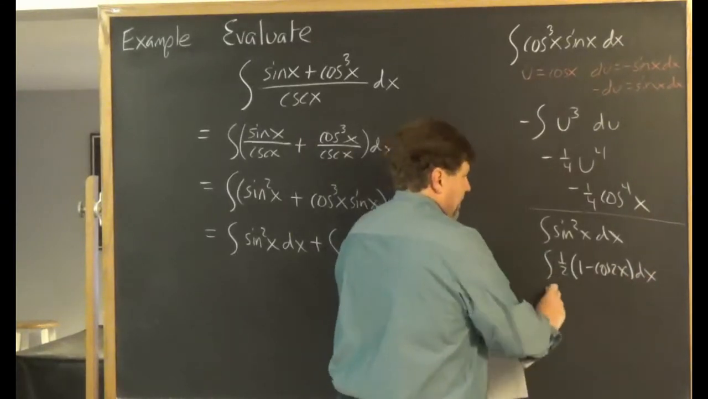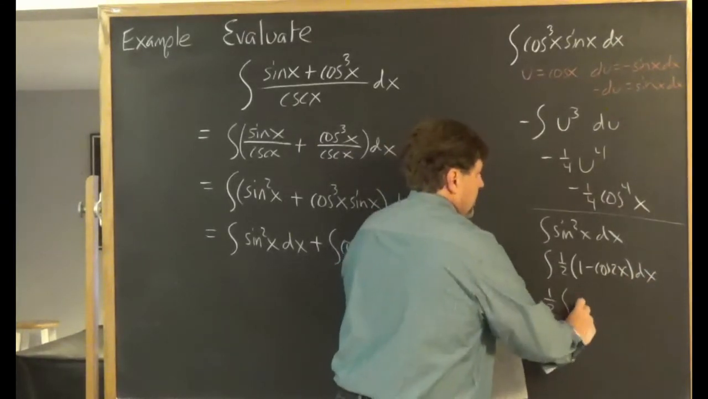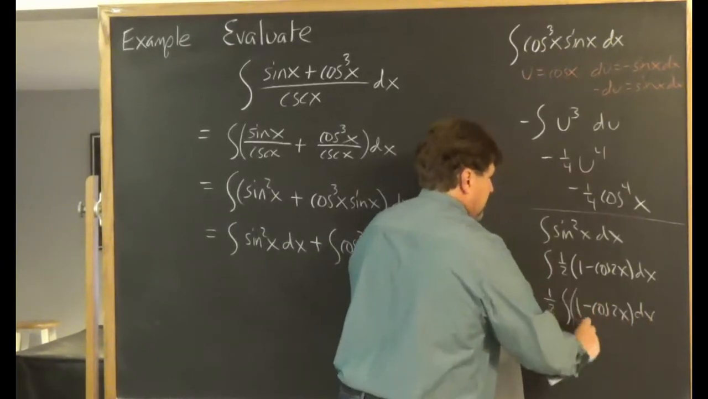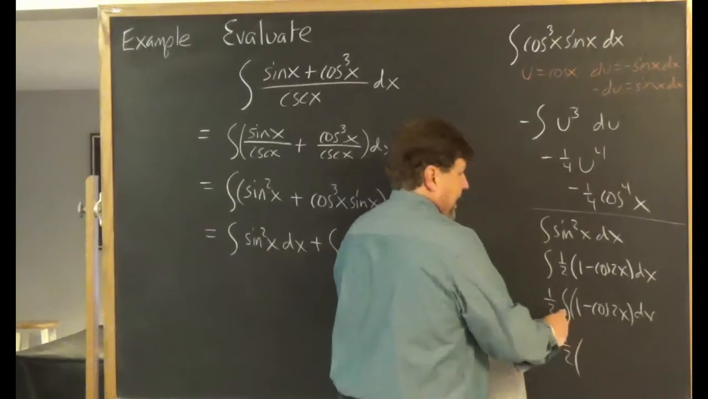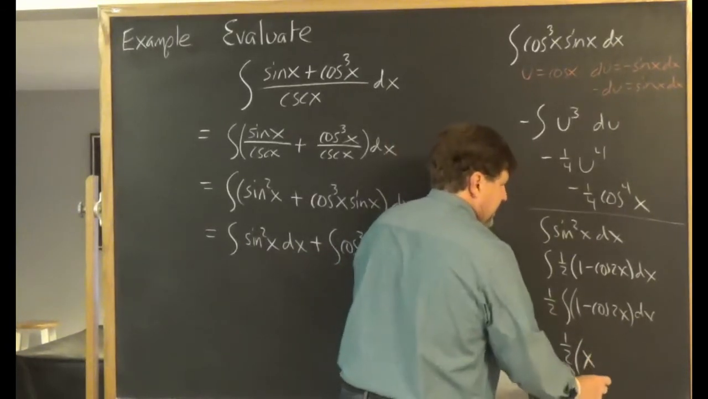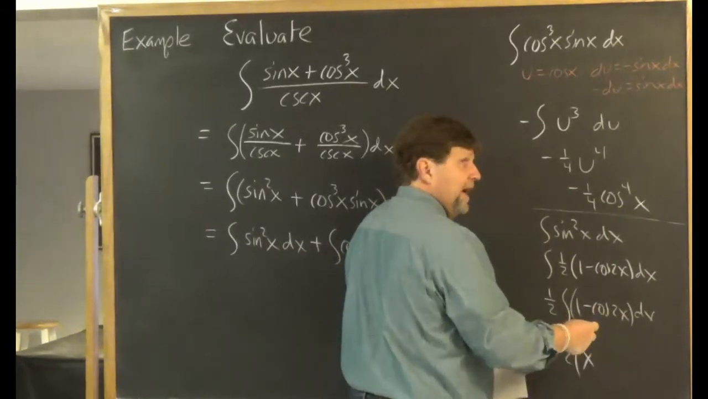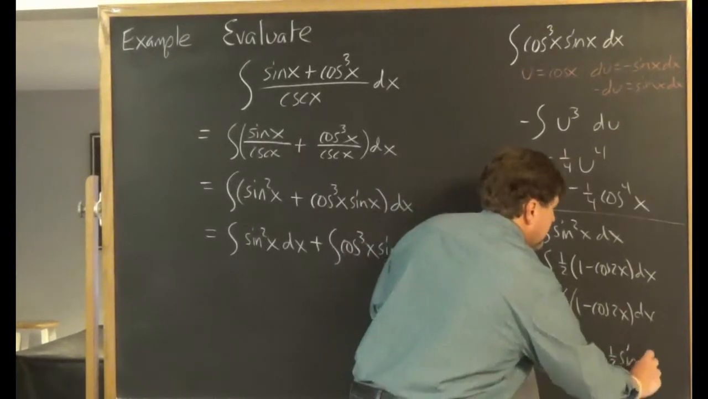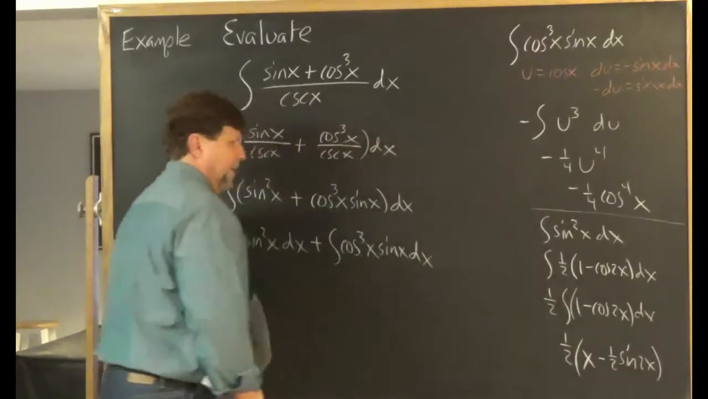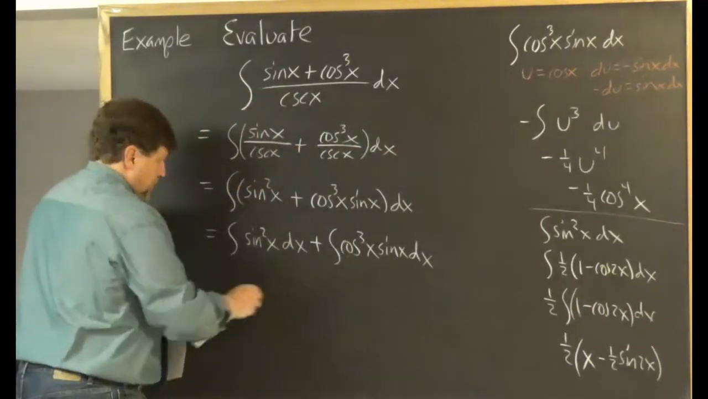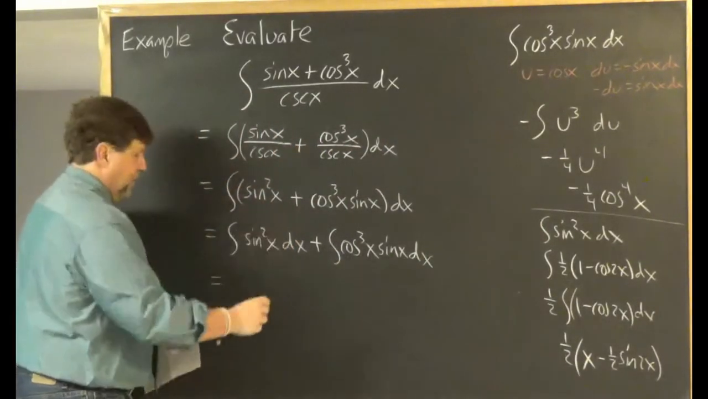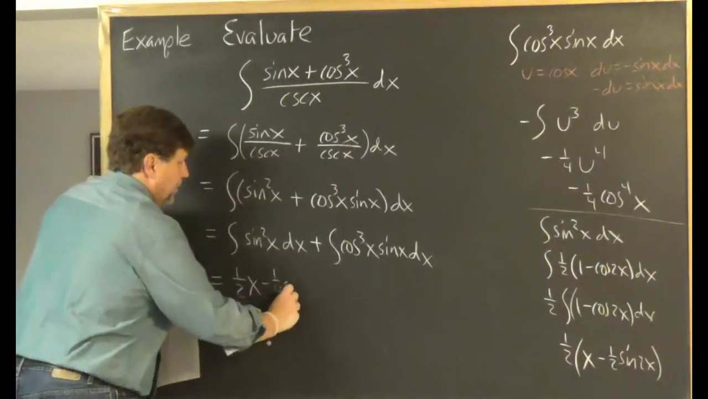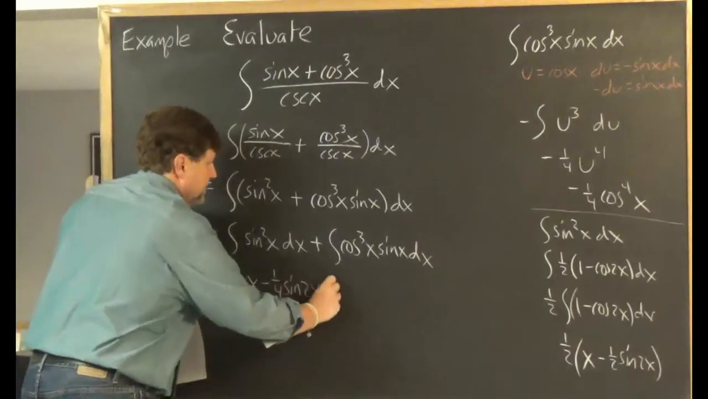You can rip the 1/2 out front, and now you have a pretty friendly integral. 1/2, the antiderivative of 1 is x. Antiderivative of cosine 2x is 1/2 sine 2x. So we just did this one. I'm going to distribute the 1/2 through now: 1/2 x minus 1/4 sine 2x.